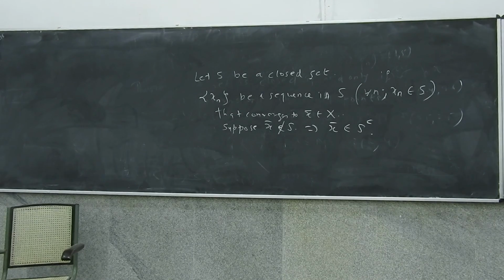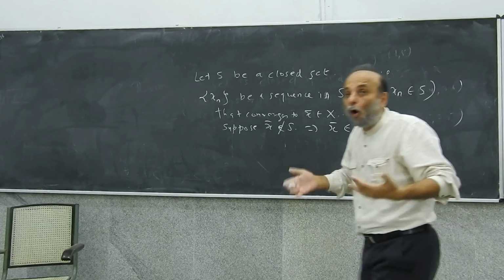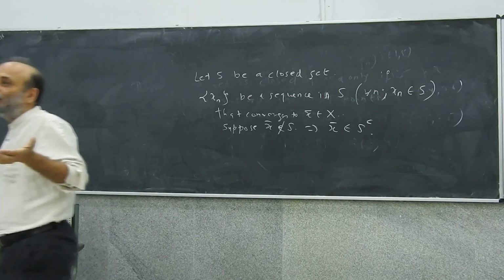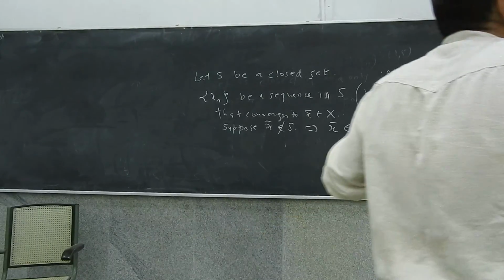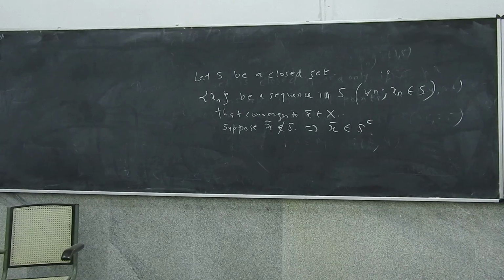Therefore, if a set is closed, it will contain all its limit points, all points of accumulation. Now we want to show it in reverse. That is, if a set contains all its limit points, it will necessarily be a closed set. Right?